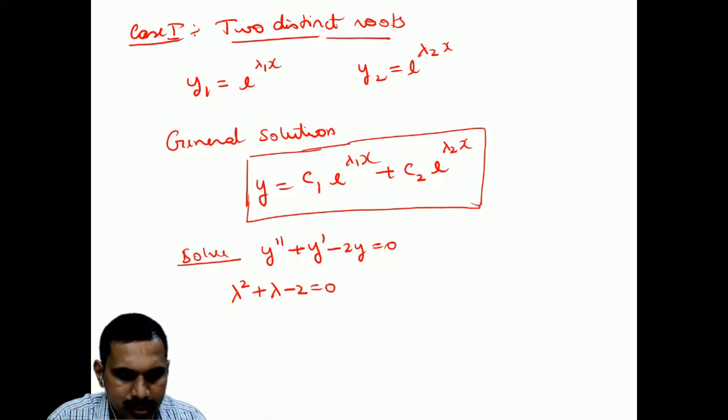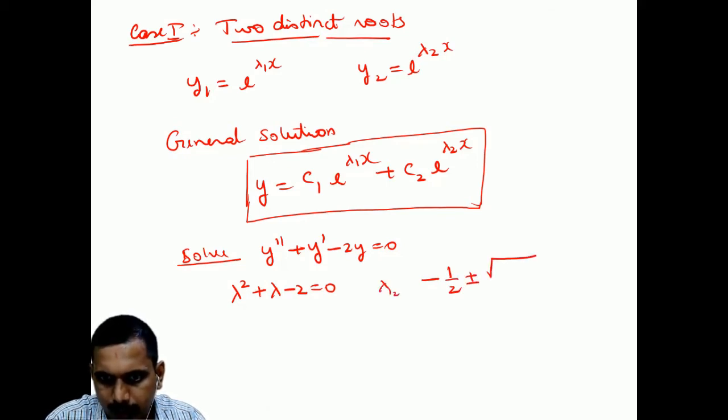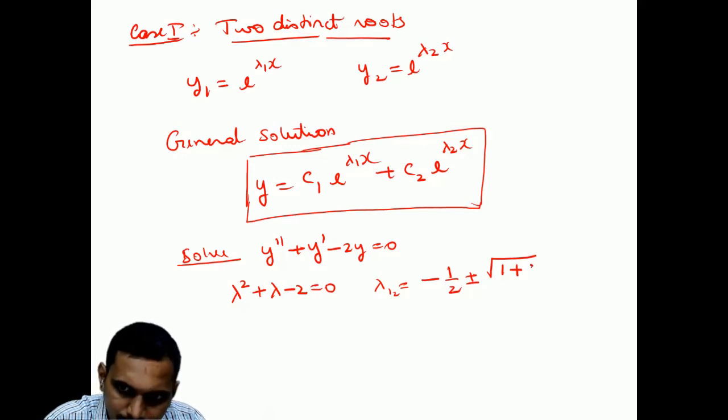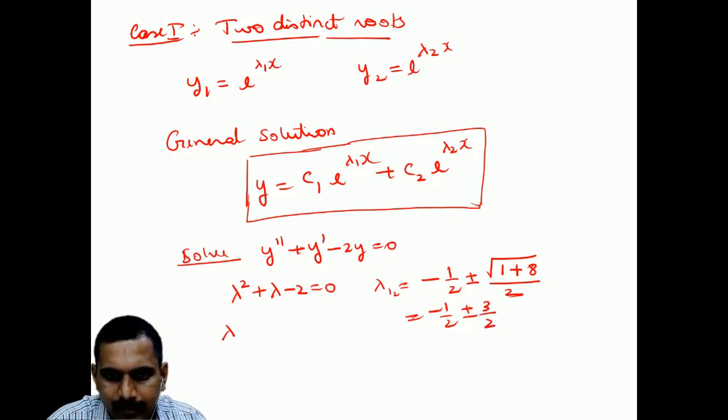Solution of this, what is the solution of this, students? Lambda 1, 2 is equal to minus b plus or minus square root of b square minus 4ac, that is root of 9, divided by 2. So lambda is minus half plus or minus 3 by 2. What is lambda 1? Lambda 1 is with plus, so minus half plus 3 by 2 is 1, correct?